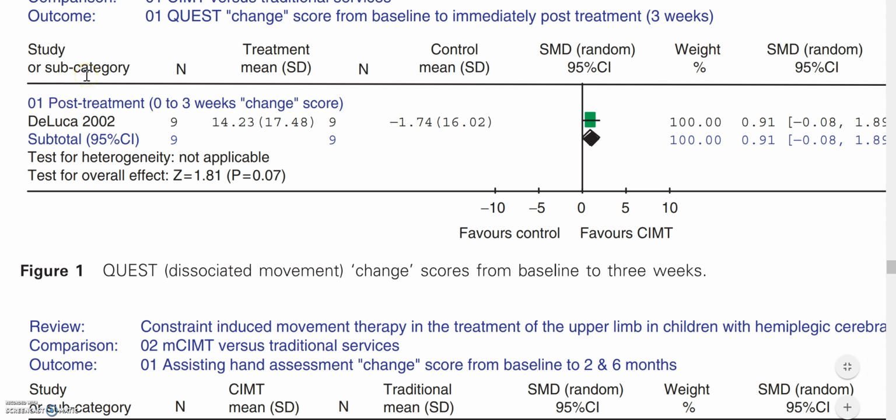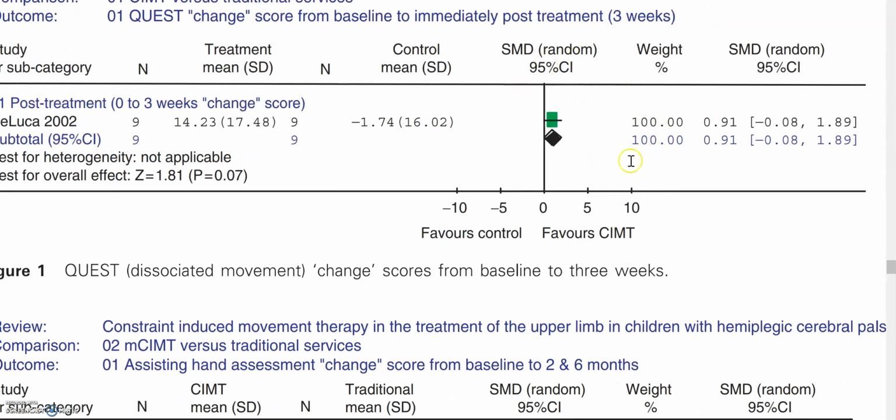In this case, this forest plot only represents DeLuca's article from 2002. So they have this study here. You have N for the number treated for the treatment group, which they showed the mean and standard deviation for, and then the number treated for the control group, which they also showed the mean and standard deviation for. Common statistics that you've seen. On this side, we have the weight, which I'll talk about, and then the SMD, and I'll talk about what random means again, with a 95% confidence interval.